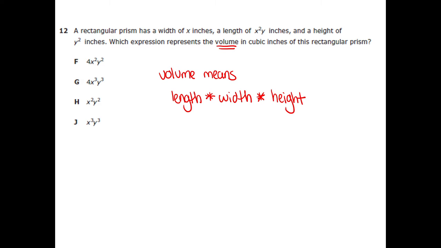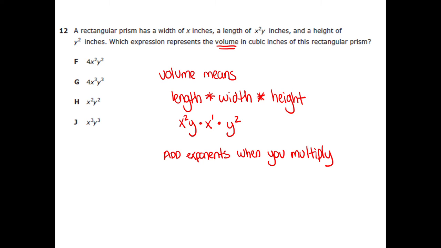Okay, if you need a second hint, then make sure you write this out side by side. So length is x squared y times width is x to the 1 power. I'll put that little 1 for a reason so you remember what to do. And then times y squared, which is the height. Okay, that is the only hints I give on this question. Oh, I did give you this. On day 12, we talked about adding exponents when we multiply them together.